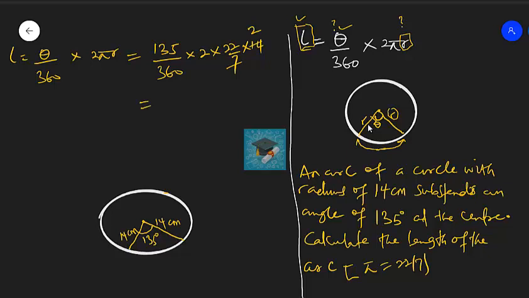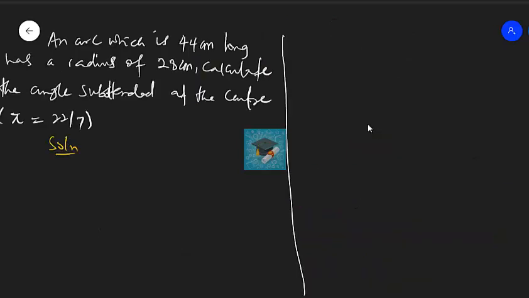So going by this, if you use a calculator, you get an answer of 33 centimeters. So the length of this arc is simply 33 centimeters. And let's take this as our example 2.